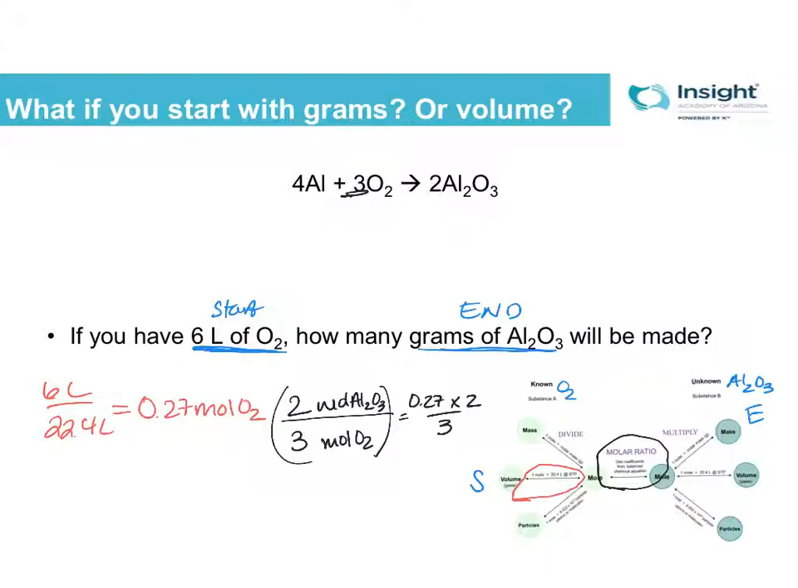Which gives me 0.18. And my units, moles of oxygen, canceled. So my units are going to be what's left, that's the Al2O3. Now I have one last step to get to my end goal here. Let's use green for that. I've got to multiply by the molar mass of the Al2O3. So let's figure out that molar mass.